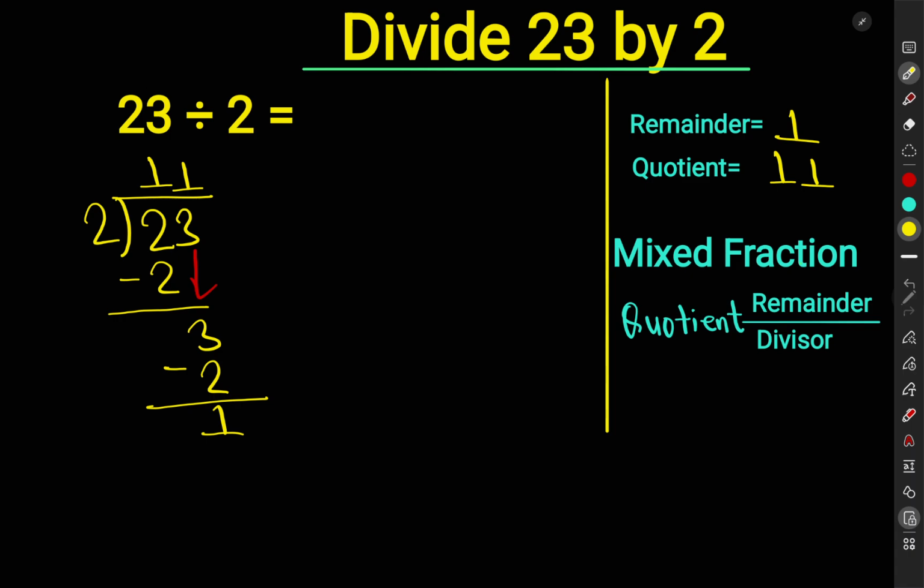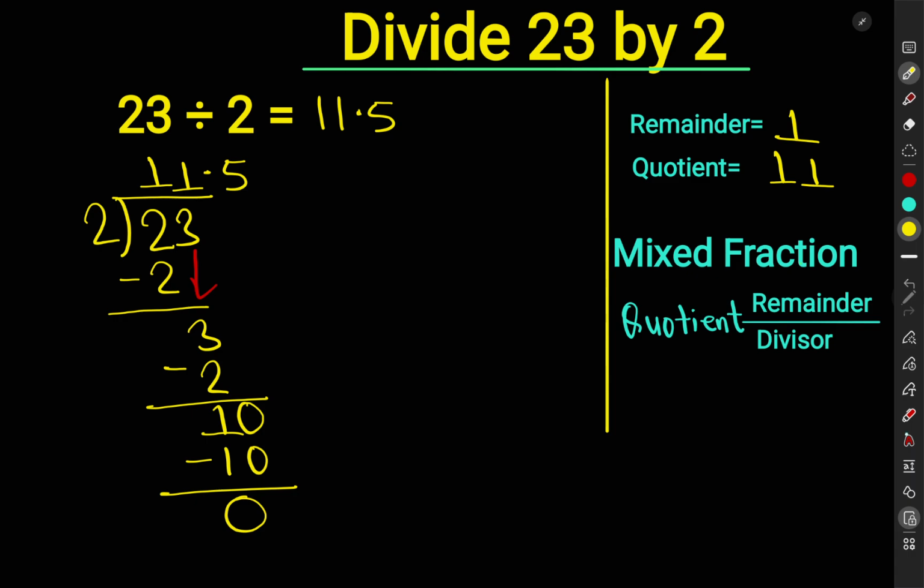So now we express it in terms of decimal. When we put the decimal point, then we put here 0. So 2 times 5 means 10. On subtracting we get 0. So 23 divided by 2 equals 11.5.